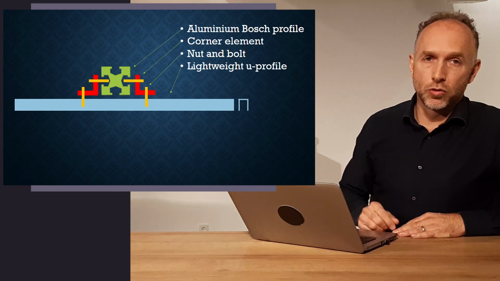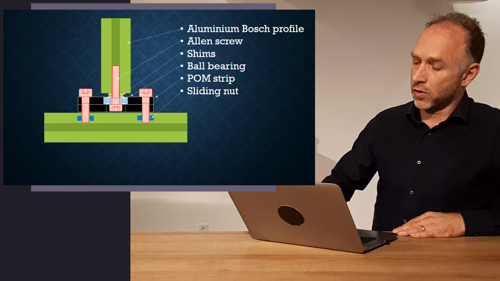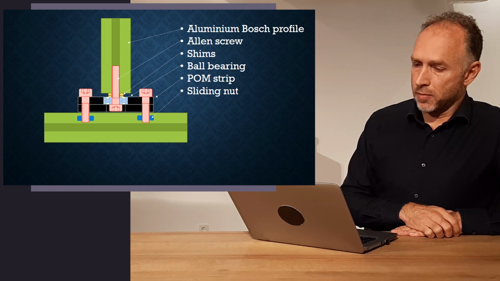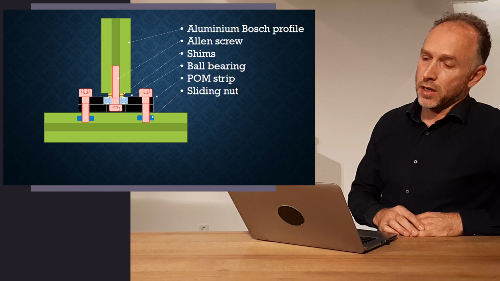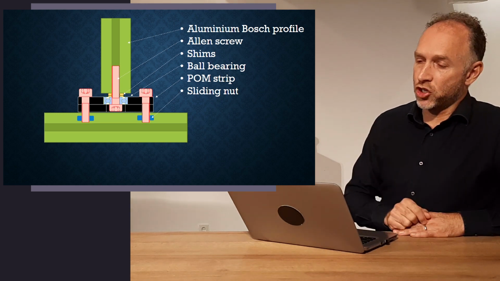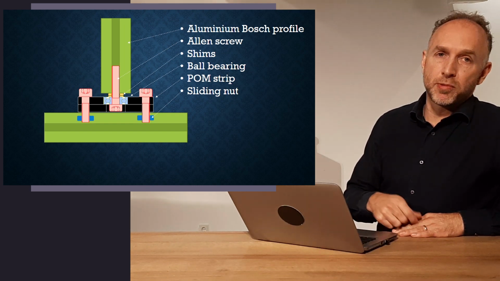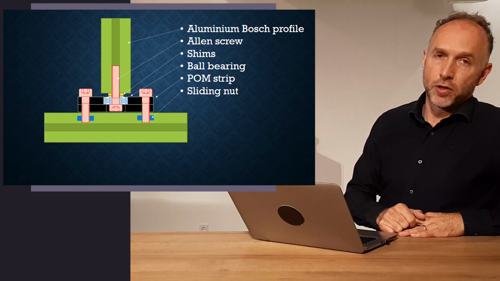Next example, how to use the roller bearings. What you see here is a Bosch profile, Allen screws, three sets, two shims, the ball bearing, and the black POM strips that you can find, and two sets of sliding nuts. And then you can realize something like this.